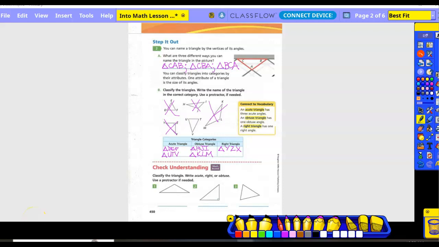Classify the triangle: acute, right, or obtuse. Use a protractor if needed. So what angle am I going to look at? The one on the left, the top, or the right? The top. What kind of angle is that? Obtuse. Number two, am I going to look at the left, the top, or the bottom right? Bottom right, and I'm going to write? Right.